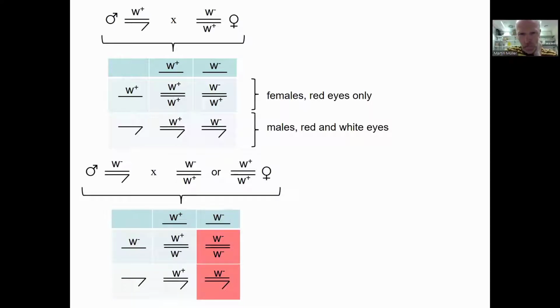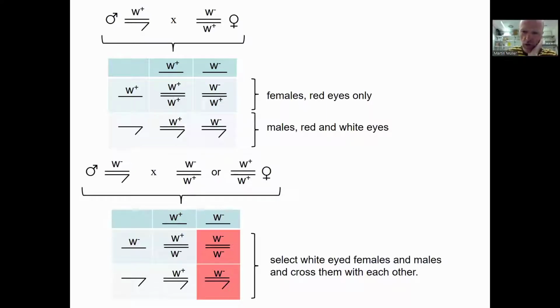So after these two generations, he has homozygous females and hemizygous males, both with white eyes, and he can cross them with each other, and he has his white-eyed stock. Does anybody know how one could have abbreviated this by one generation? Do you have an idea? What did Morgan probably do?